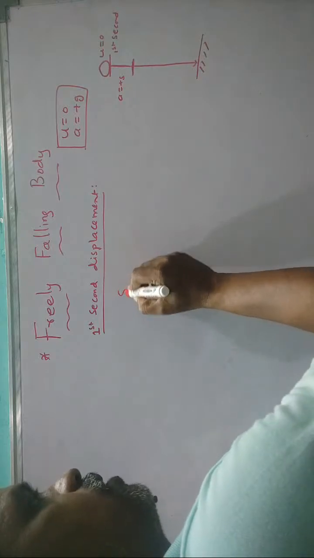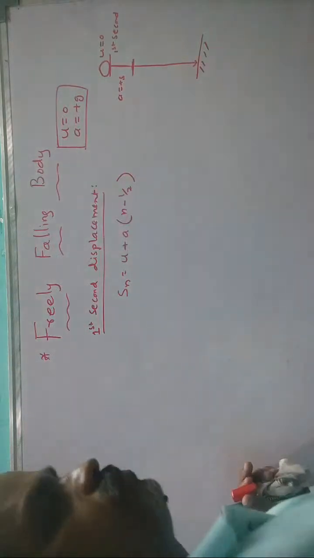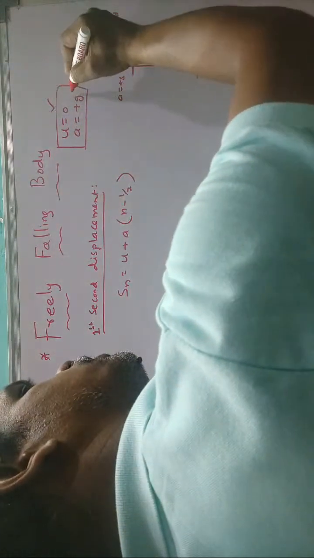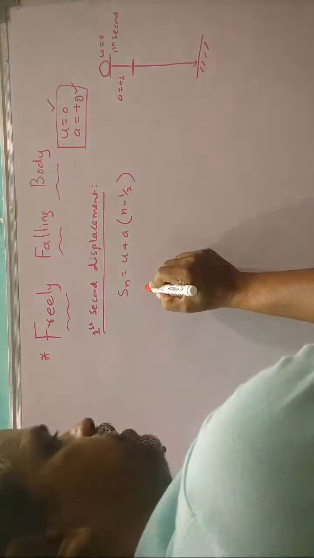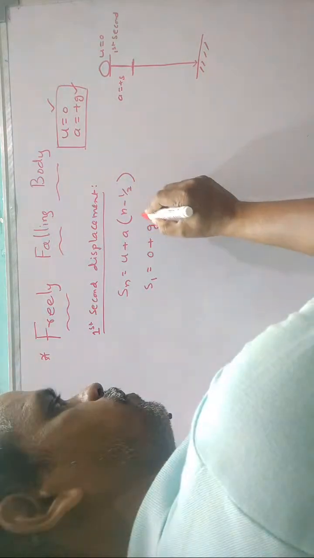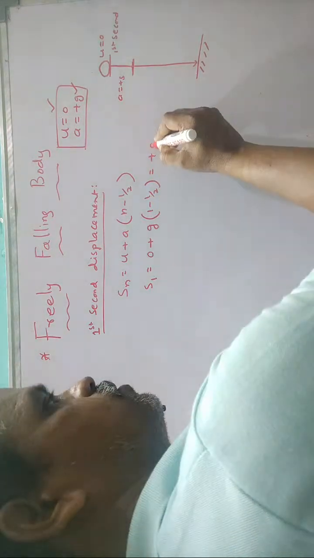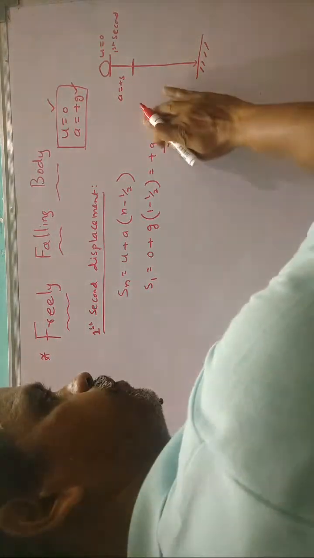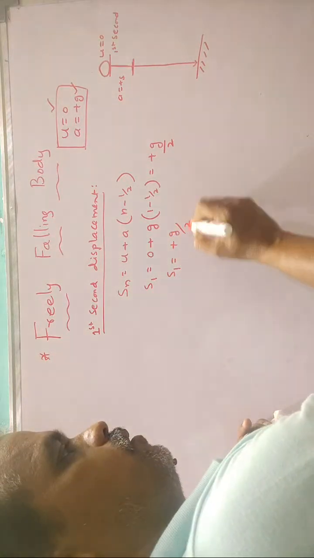So we have the formula Sn equal to u plus a times (n minus 1/2). Here the conditions we already know, u equal to 0, a equal to plus g. First second means n equal to 1. Here S1 equals 0 plus g times (1 minus 1/2), that is g times 1/2, which is g by 2. So S1, the first second displacement, is equal to g by 2.